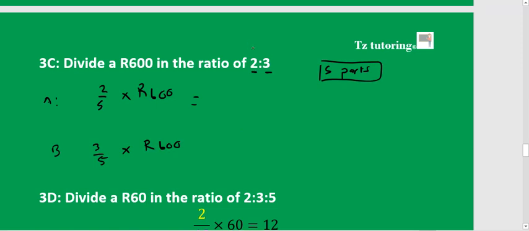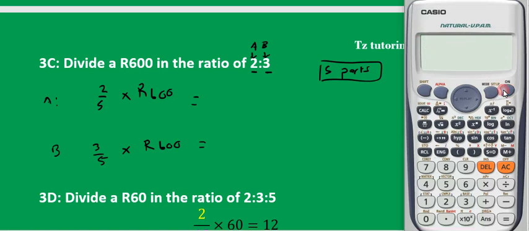So if we had 2 people, and this was person A, who was going to get 2 of that 600 rands, and person B was going to get 3 of that 600 rands, how much would each one get? Person A would get 2 out of the 5 parts, and person B would get 3 out of the 5 parts of the 600 rands. And then if you want to check the amount that each one would get, we would just multiply, starting with person A. So person A gets 2 out of the 5 parts, and we multiply that by 600.